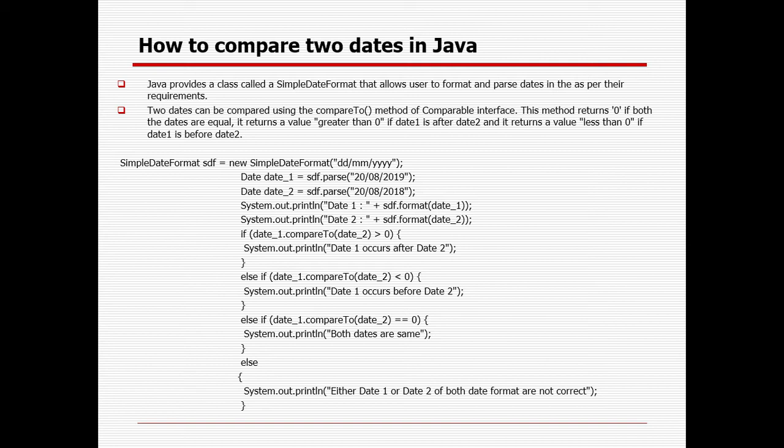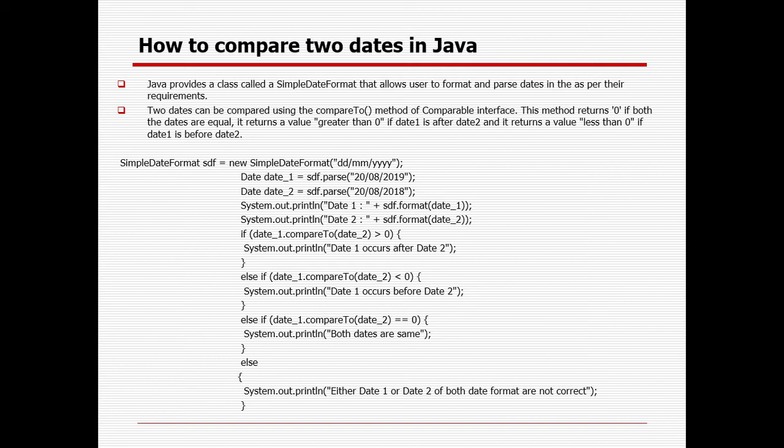The method returns 0 in case both the dates have the same value. It returns a value greater than 0 if date 1 is after date 2, and it returns a value less than 0 if date 1 is before date 2. So, suppose date 1 is 2017 and date 2 is 2019. Date 2 is the later date, and date 1 is the earlier date than date 2. That's why we can compare any two dates with any formats.